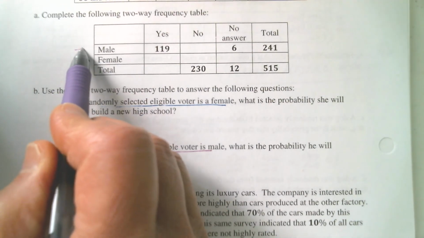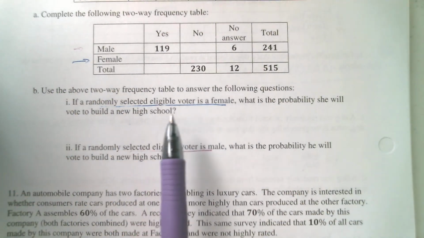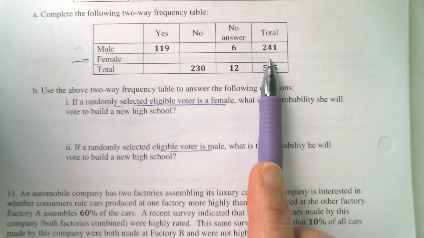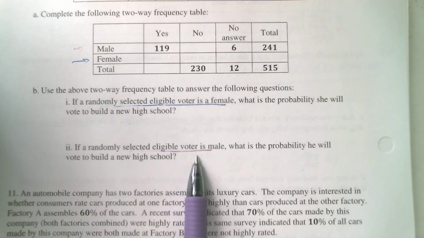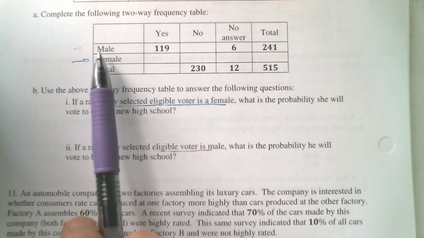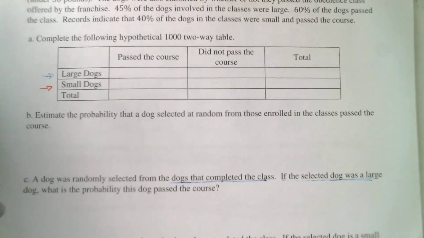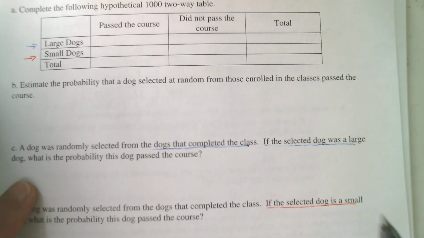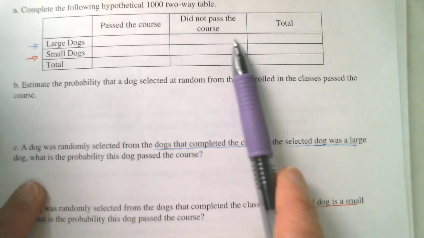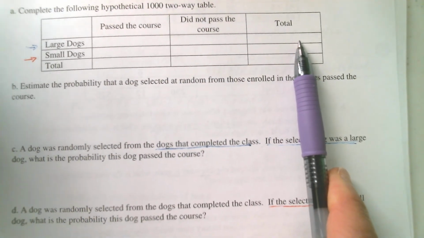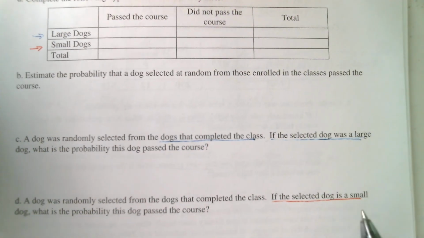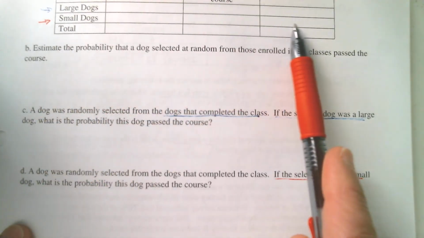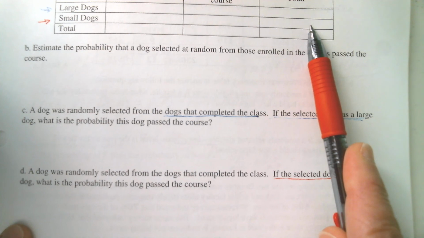So your denominator for I here would be the total female, because you want probability. And for double I, the denominator is going to be the total for male. Just like if I go back here for C, the selected dog was large, so the denominator is going to be the total for large dogs. And then for D, if the selected dog is small, the denominator is going to be the total for small dogs.